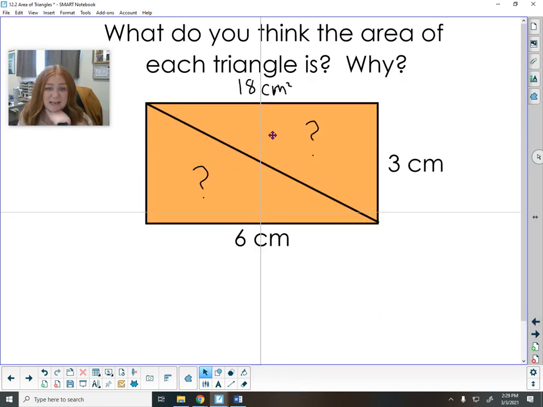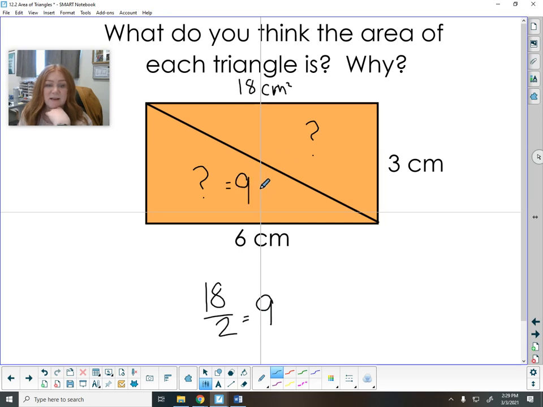These are exactly the same. We took 18 and we cut it into 2 pieces. So 18 divided by 2 is 9. So this triangle has an area of 9. This triangle has an area of 9. And so they're centimeters squared. So 9 centimeters squared, 9 plus 9 is a total of 18.